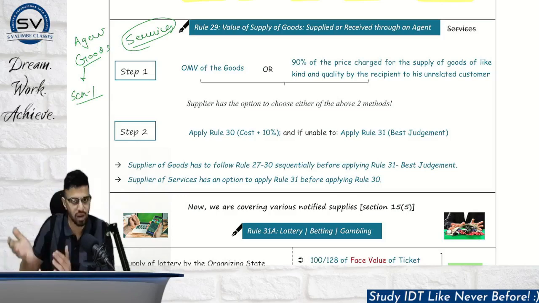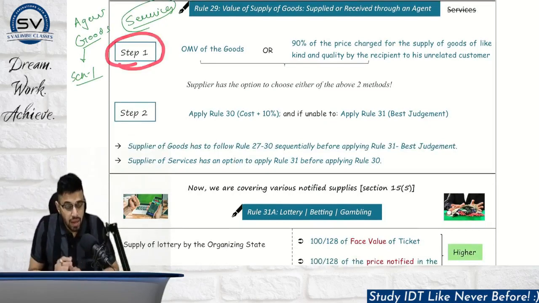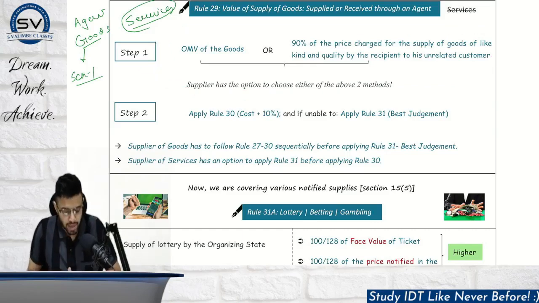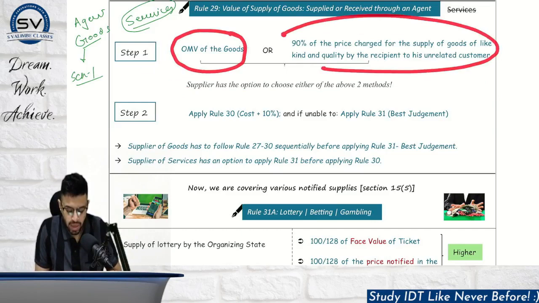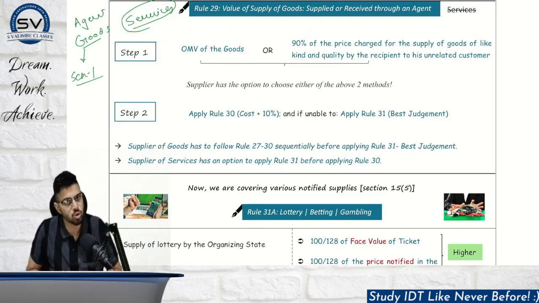You have to go chapter wise. If something is a supply, then the question of valuation will come. So if under schedule number 1 it is not a supply, rule 29 has no significance. So it is a supply. Now we are talking about rule number 29. Step number 1. Internally in step number 1 in rule number 29, there is an option to choose one of the two cases, right? Students commit this mistake. They assume this as step number 1 and this as step number 2. No. Internally in step number 1, they have been given an option to choose one of two.